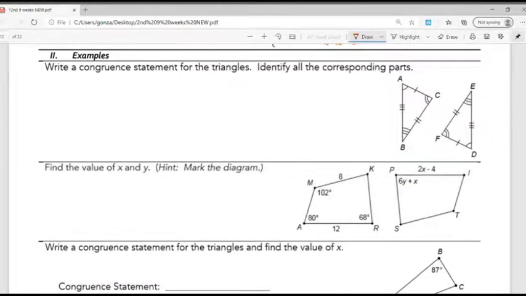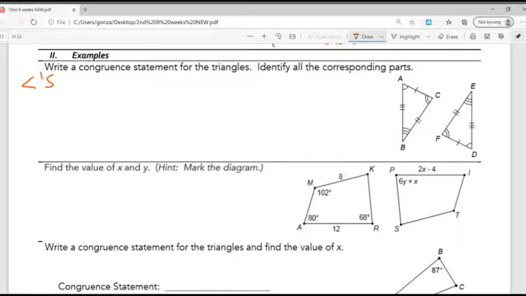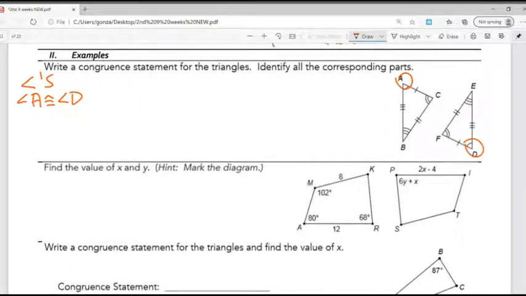So when we talk about congruence statements, we're going to talk about corresponding parts. Remember, this is the exact same part, and we can just go by what's labeled here. For triangle ABC, we're going to start with the angles on the second triangle, which would be DFE. So angle A is congruent to angle D. Angle C is congruent to angle F. And then angle B is congruent to angle E.